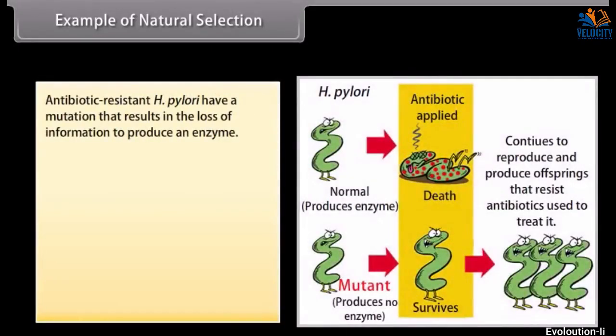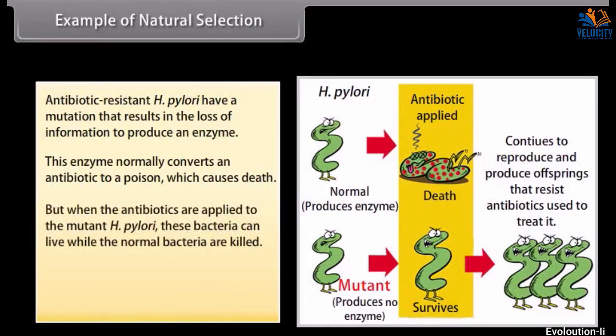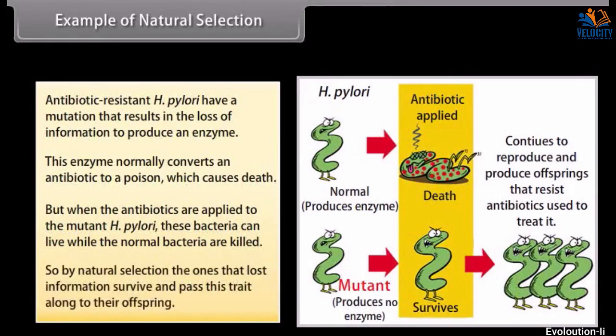Example of natural selection. Antibiotic-resistant H. pylori have a mutation that results in the loss of information to produce an enzyme. This enzyme normally converts an antibiotic to a poison which causes death. But when the antibiotics are applied to the mutant H. pylori, these bacteria can live while the normal bacteria are killed. So, by natural selection, the one that lost information survives and passes this trait along to their offspring.